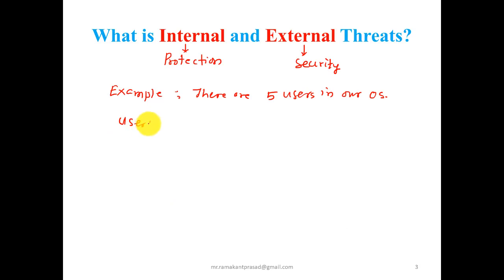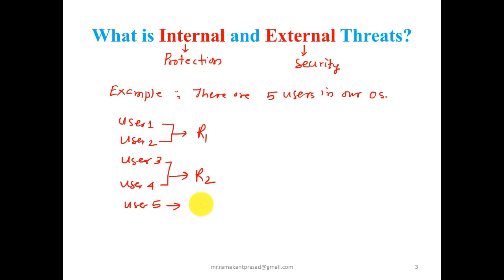Suppose I am taking user 1, user 2, user 3, user 4, user 5. All users are authorized users within the operating system. Here user 1 and user 2 are authorized to use the resource R1. Similarly, user 3 and user 4 are allowed to use the resource R2, and user 5 is allowed to use the resource R3. So this is known as protection.